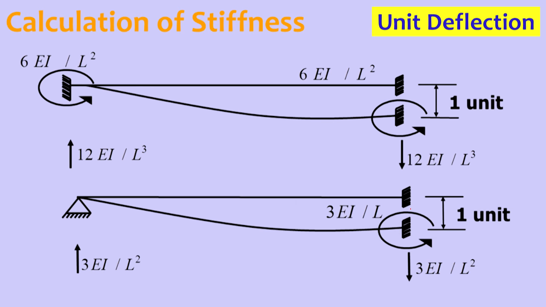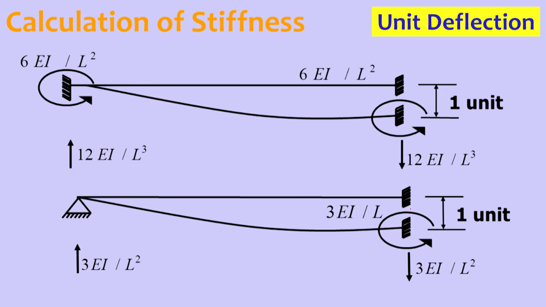Now when it comes to 1 unit deflection given at one end of the member, as you can see here, like a member where the far end is fixed and the near end is rigid. So to that we are giving 1 unit displacement. Because of this 1 unit displacement, to maintain 0 angle here, a rotation has to be applied. That rotation value is 6 EI by L square, and the same rotation needs to be applied on the other end also, 6 EI by L square, to maintain this position.